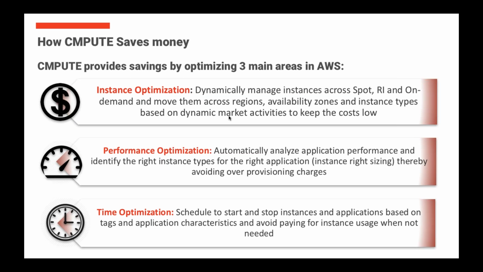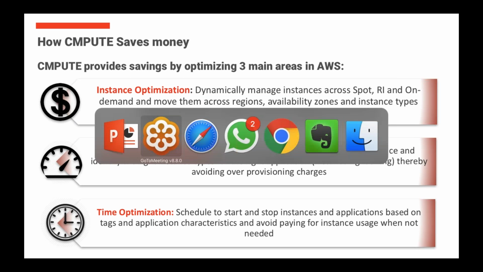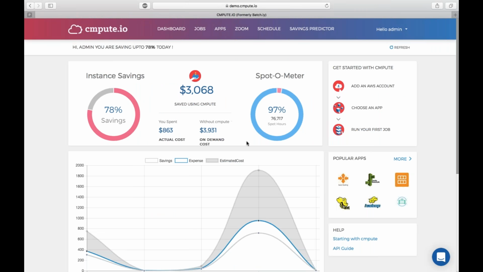I'll show a demo to highlight these features and some of the other critical features of the platform. What you see here is the dashboard of Compute. Compute is a SaaS platform, so you would have to create a tenant account with Compute. This dashboard is the instance distribution dashboard. On the left is what we call the savings meter, which says what your overall savings are compared to on-demand cost. And on the right is what we call the spodometer. It says what percentage of your instances are running as spot instances.